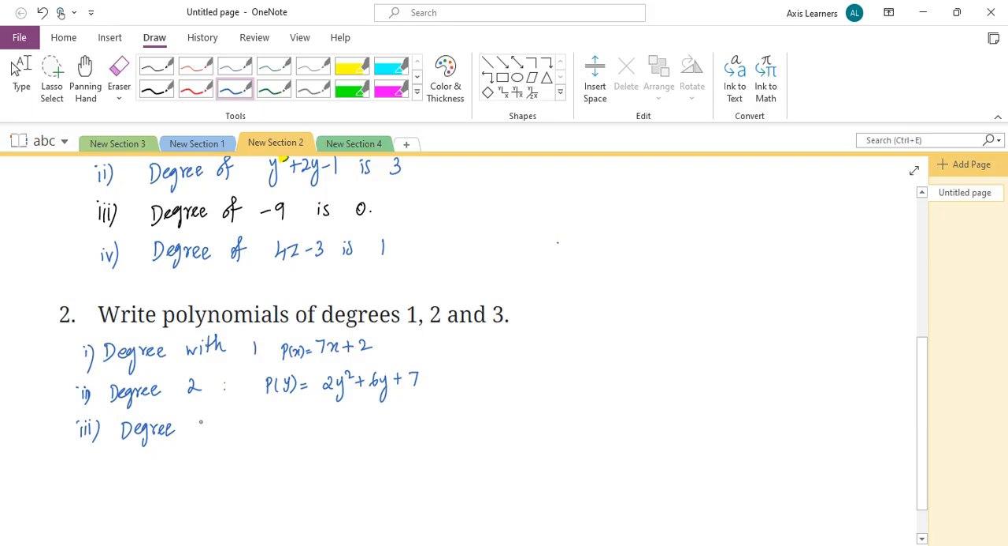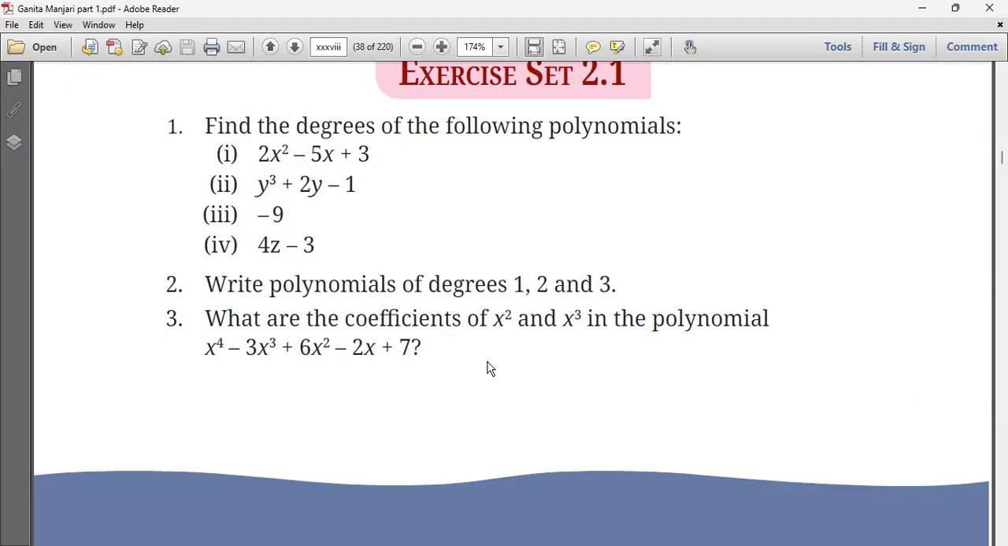Degree 3. So let me take another polynomial p of z. P of z is equal to z cube plus z plus 6. Look at here. I wrote a polynomial, but I didn't write a square term. Since it is a cubic polynomial, I need to write it with the coefficient of z cube not equal to 0. That's all. That is the condition. Okay. So we completed the second one also. Now we will move on to the third one.